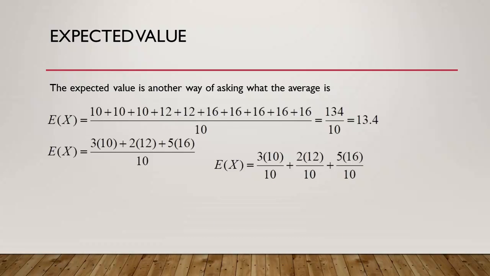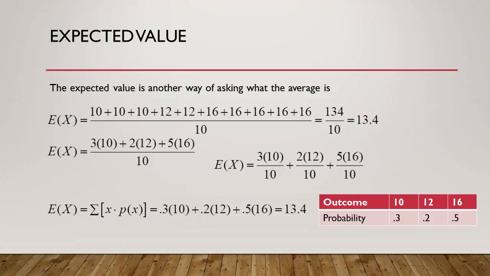And then I could distribute that 10 across the numerator and turn each of those, 3 over 10, 2 over 10, 5 over 10, into decimals, and I actually now have my expected value formula. I sum each outcome times its probability, and that will also give me the same as the average.